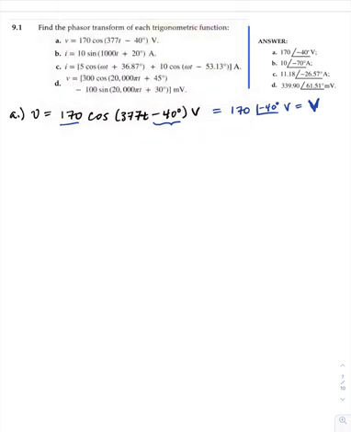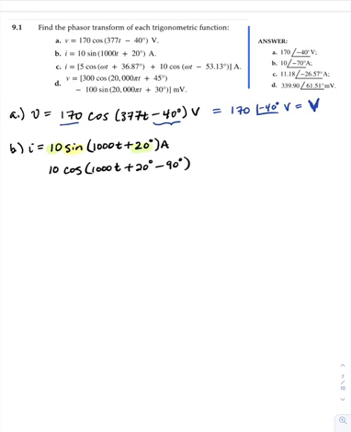All right, the next one. Current is equal to 10 sine 1000t plus 20 degrees amps. So we are interested in the magnitude and the angle. However, we need to convert to cosine. So this would be 10 cosine 1000t plus 20 degrees minus 90 degrees. So our phasor is equal to 10 angle minus 70 degrees.